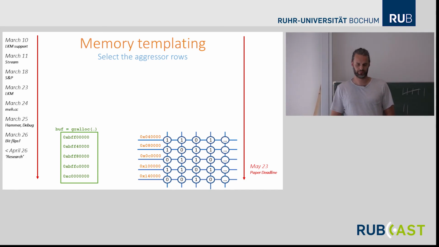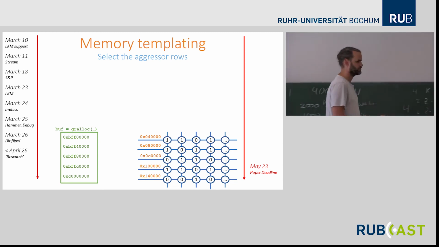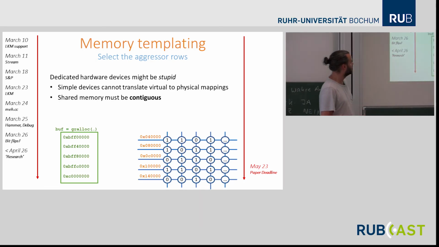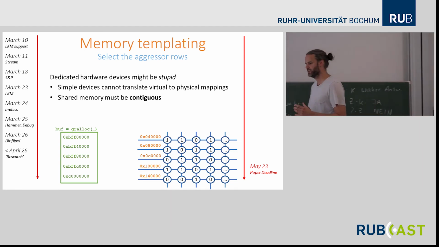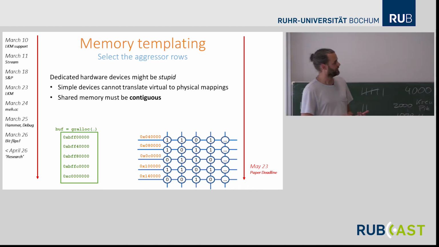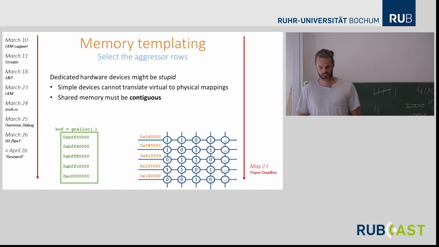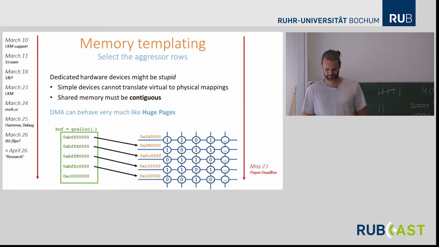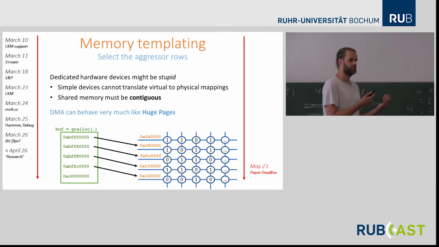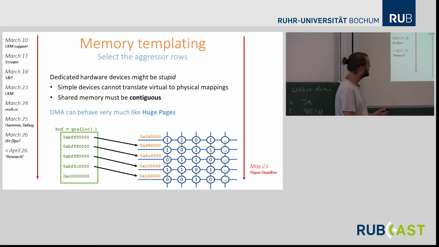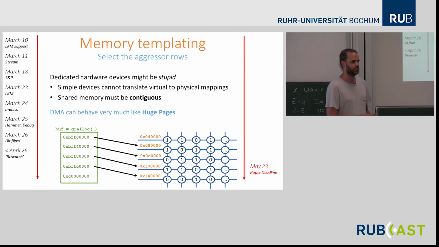Then about the second issue, the second challenge for an attacker, if we recall: selecting the aggressor rows, so figuring out the mapping between virtual and physical. Now, with DMA, you will see that sometimes these devices that are working with memory, so the GPU or an audio device, are very stupid, and they cannot really understand virtual to physical mappings. So this means that shared memory between the CPU and a device must be contiguous. And then what you get is basically DMA memory that behaves very much like huge pages. So you allocate with the graphical allocator in this case, and you end up with contiguous memory allocations.